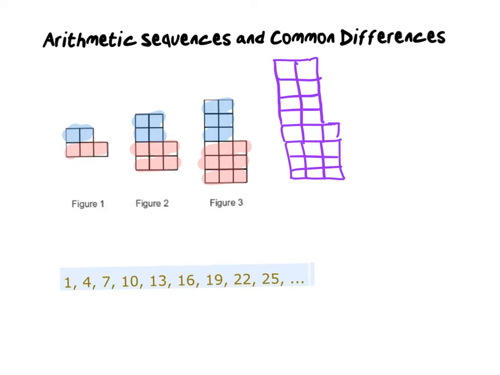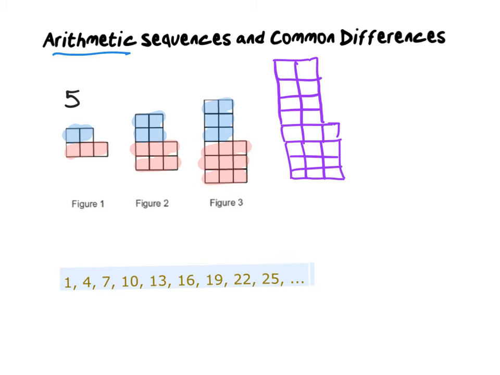Now, what I'm actually interested in, though, is this term that we talk about, which is called arithmetic. The word arithmetic means to count. And when we count in math, we generally add or subtract. So the real question is, how many blocks am I adding each time? Well, if we look here, in figure 1, we have 5 blocks.